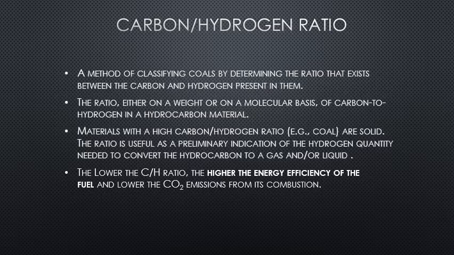So the lower the C by H ratio, the higher the energy efficiency of the fuel and the lower the emissions of CO2 from its combustion. That means if the material has a higher carbon hydrogen ratio, there is less hydrogen present in it and the efficiency of the fuel is less. With more hydrogen, the efficiency increases and the CO2 emission decreases.